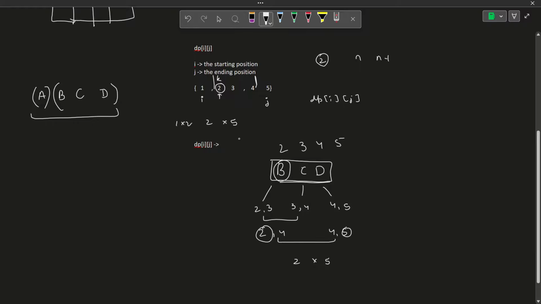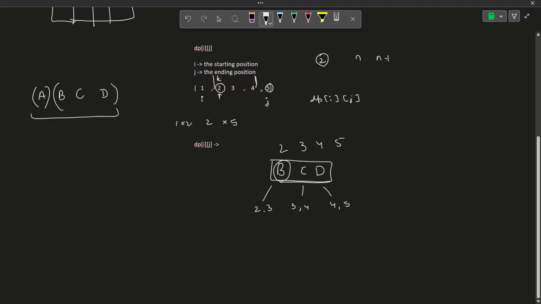Now let me go the other way around. Let's say I multiply these two first. So 3 cross 4 into 4 cross 5 will be 3 cross 5, and then multiplying these two, this will be 2 cross 5, right? So this is how you see that inside this particular range, the final dimensions will always be the first value and the last value, right? So this is the first value 2 and this is the last value 5.